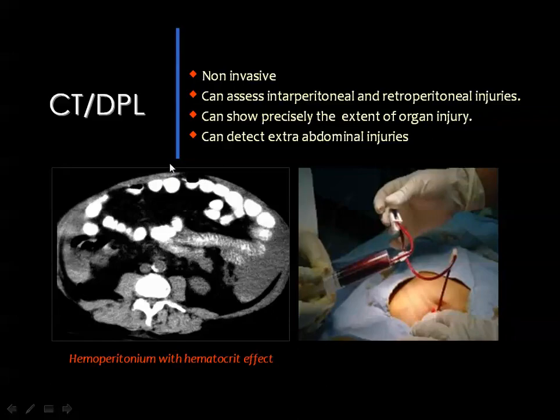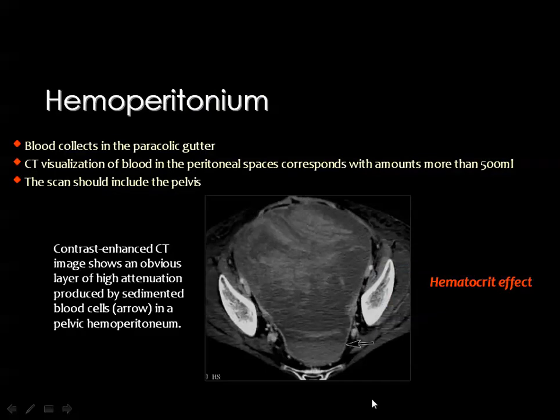And this is the CT scan of a patient with internal hemorrhage, and you see the fluid inside the peritoneal cavity. If you look carefully here, you can see what's known as the hematocrit effect, the sedimentation of blood, which is relatively hyperdense, and the presence of fluid above the hyperdense blood in the dependent portion of the peritoneal cavity. And this is what we call the hematocrit effect.